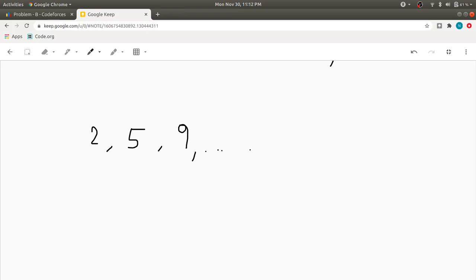When I observed this series, what I got is, if I write 3 above 2, 4 above 5, 5 above 9, then I can get the next terms. Let me show you how. The next term in this series will be 5 plus 9, which is 14. Now I am going to write 6 above. The next term will be 20, 14 plus 6 equal to 20. I am going to write 7 here.